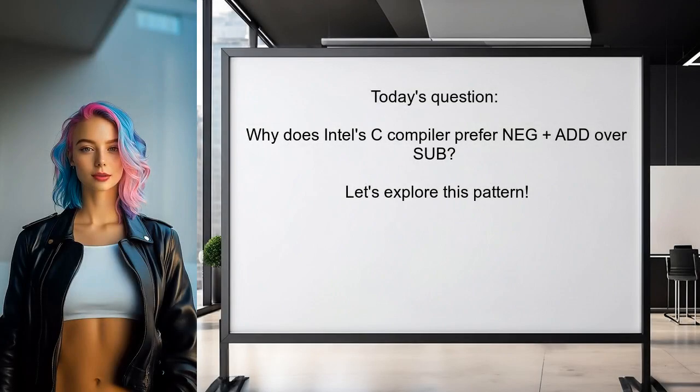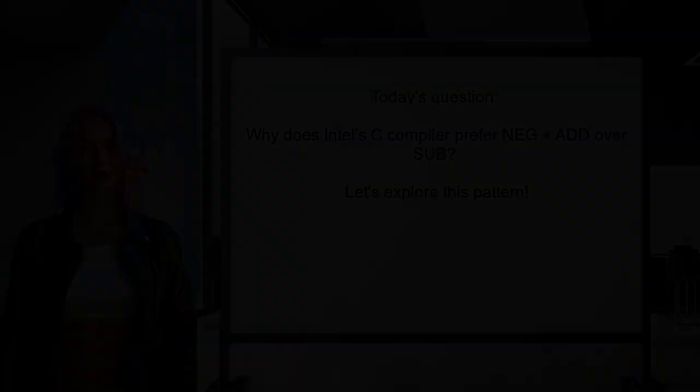Here's the specific question we're addressing today. Why does Intel's C compiler tend to emit a pair of neg and add instructions instead of a single sub instruction? This has been observed in various code snippets, and it's a pattern that raises eyebrows.